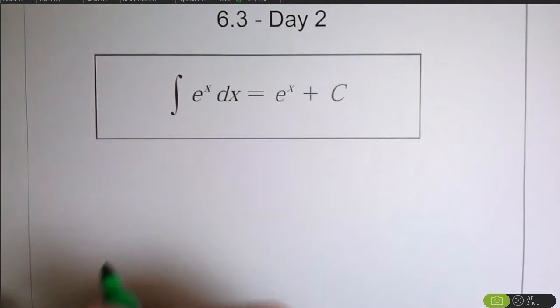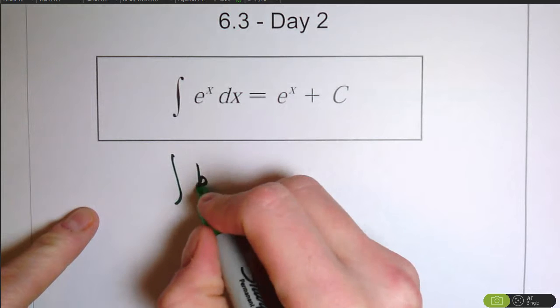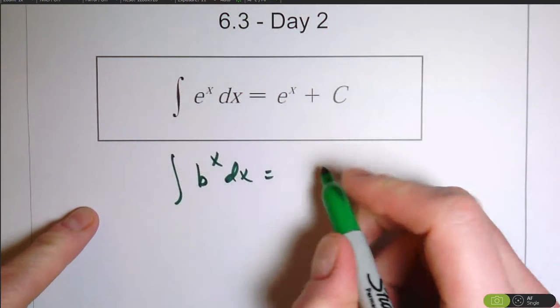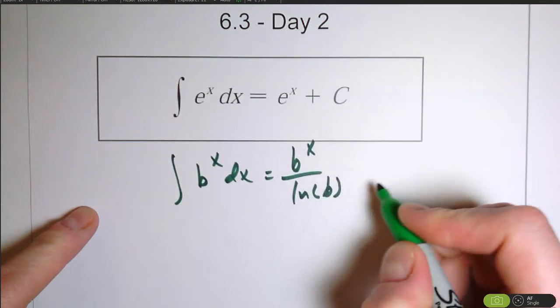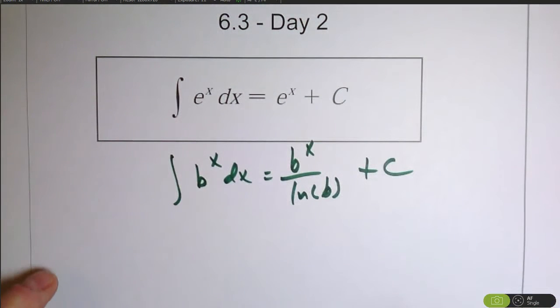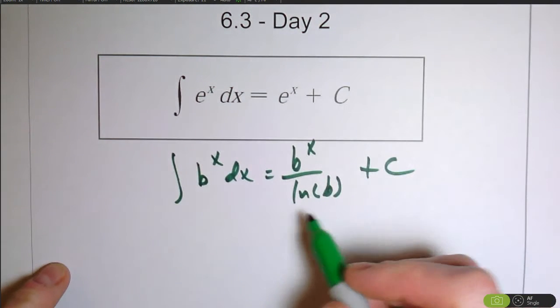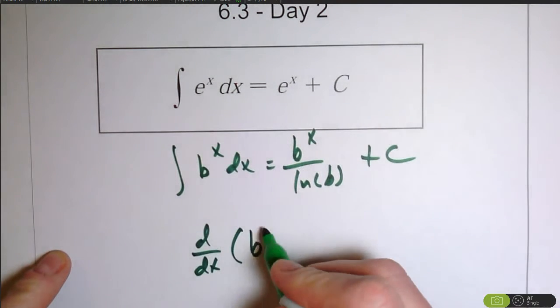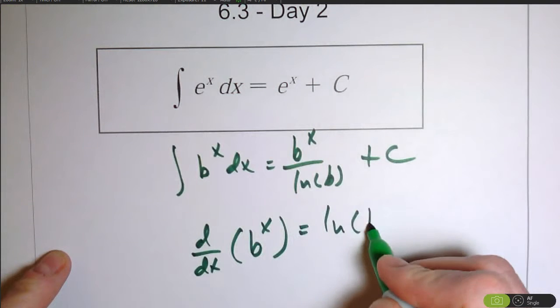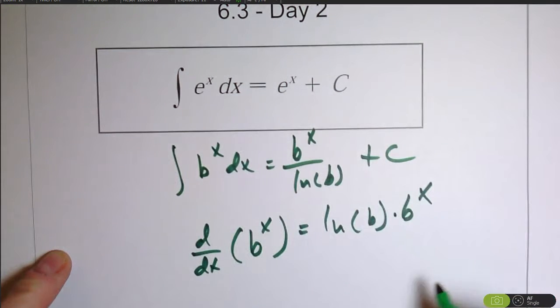But if I wanted to do b to the x dx, it would be b to the x over ln b plus c, because this would cancel off that natural log that we get multiplied by. So remember, the derivative of b to the x is ln b times b to the x. So this guy is a number, so I've got to divide it out. Okay, so here we go.